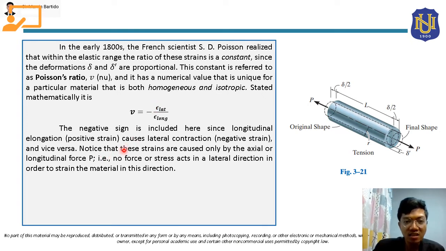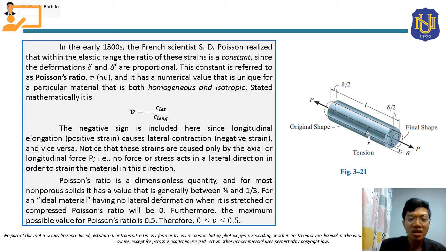Notice that these strains are caused only by the axial or longitudinal force P. No force or stress acts in a lateral direction in order to strain the material in this direction. Also, Poisson's ratio is a dimensionless quantity since this is strain over strain, and strain is dimensionless also. For most non-porous solids, it has a value that is generally between 1/4 and 1/3.